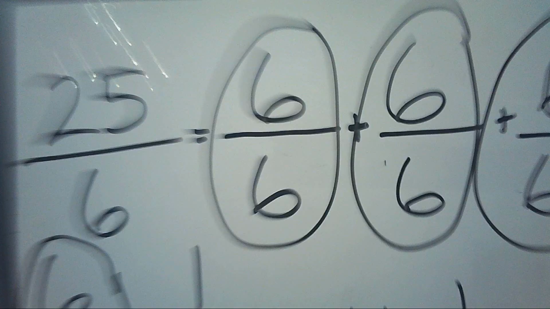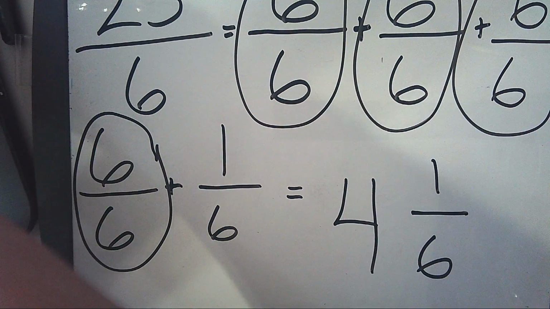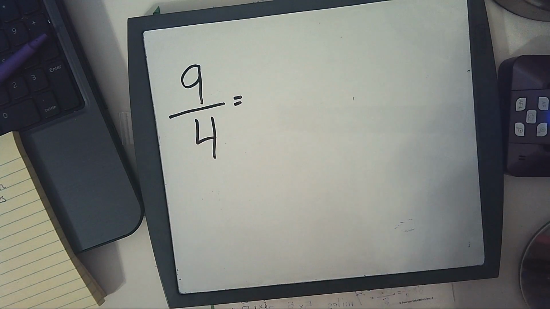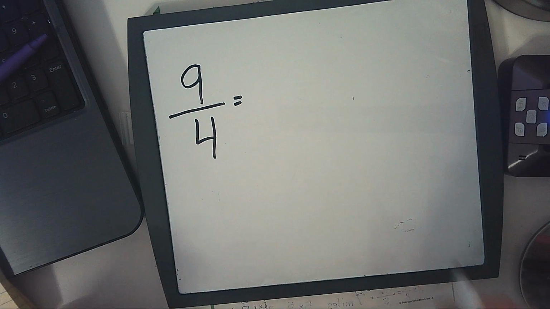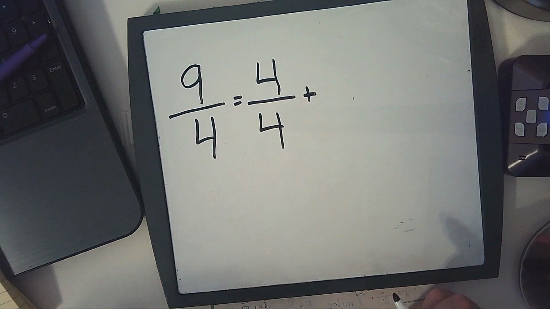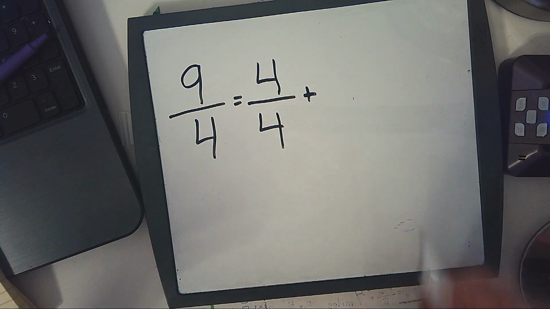Turning that into a mixed number. And hopefully you have scrap paper at home because sometimes you need a little bit more workspace to do that. That's why I'm using my whiteboard. So we have 9/4. Look at your denominator. It's a 4. So 1 whole is going to be 4/4. Plus, can I have another 4/4? Well, 4 plus 4 is 8, so I can.